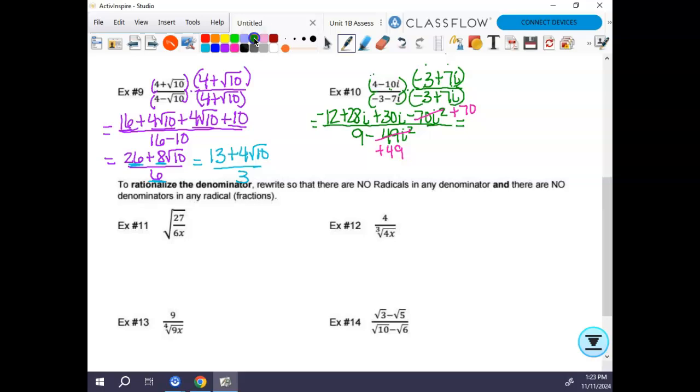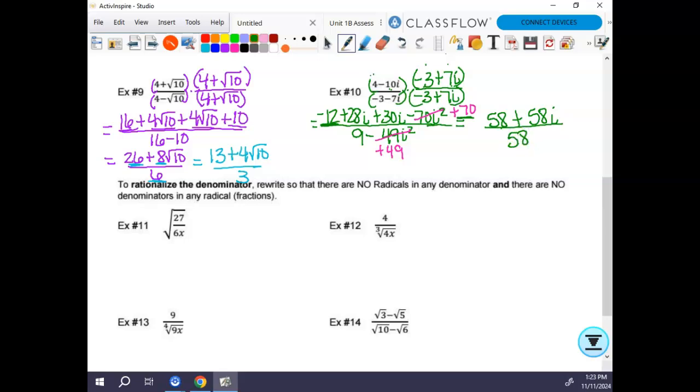Okay, good. So now, negative 12 and a positive 70, when I combine those, that gives me a positive 58. What's the question? I didn't multiply, I was adding. I was adding negative 12 and a positive 70, which is a positive 58. And then I added the 28i and the 30i, and I got 58i. Then I have 9 plus 49, which is a positive 58.